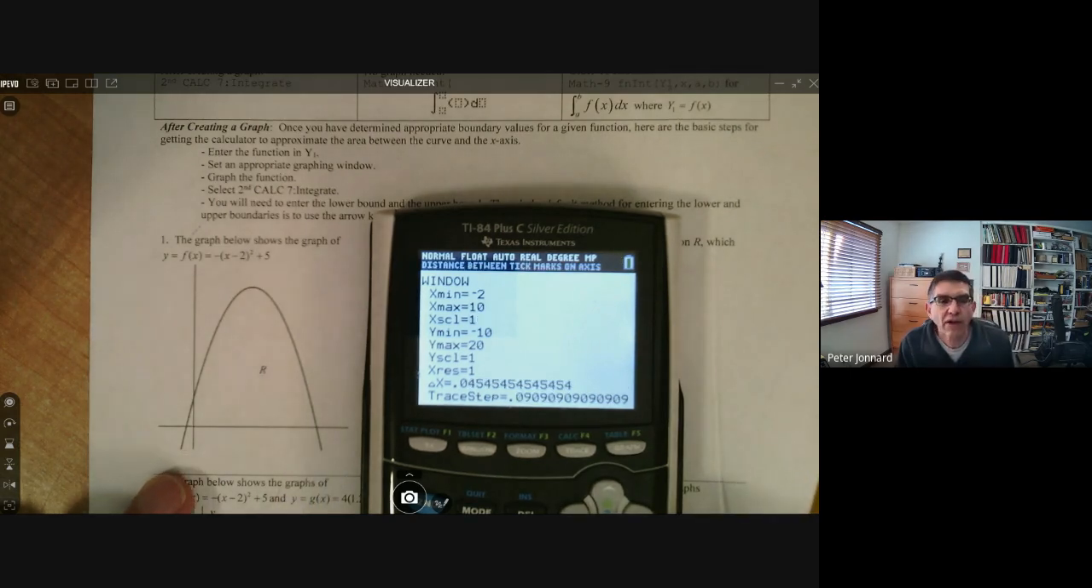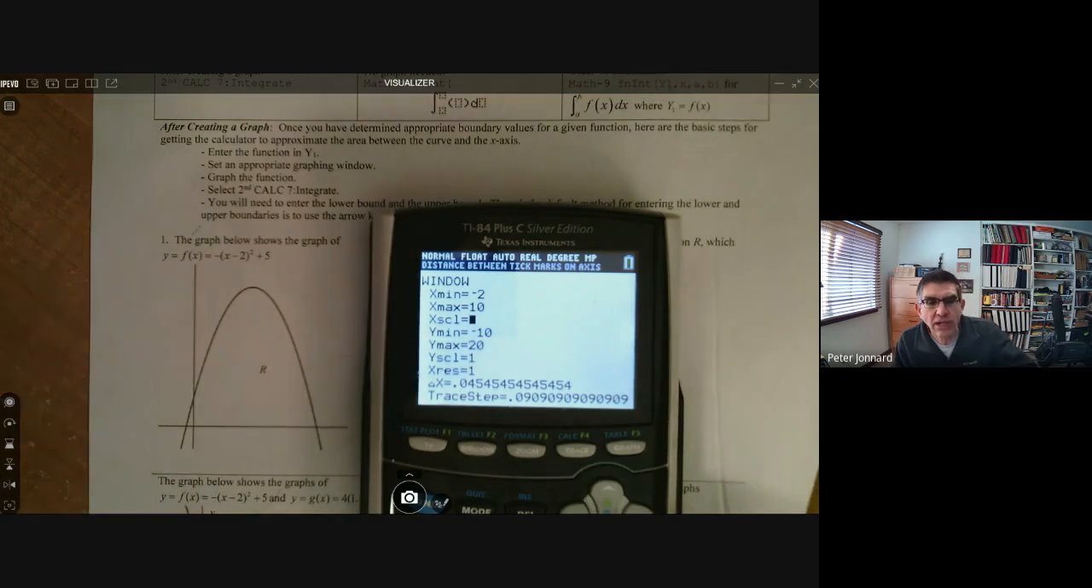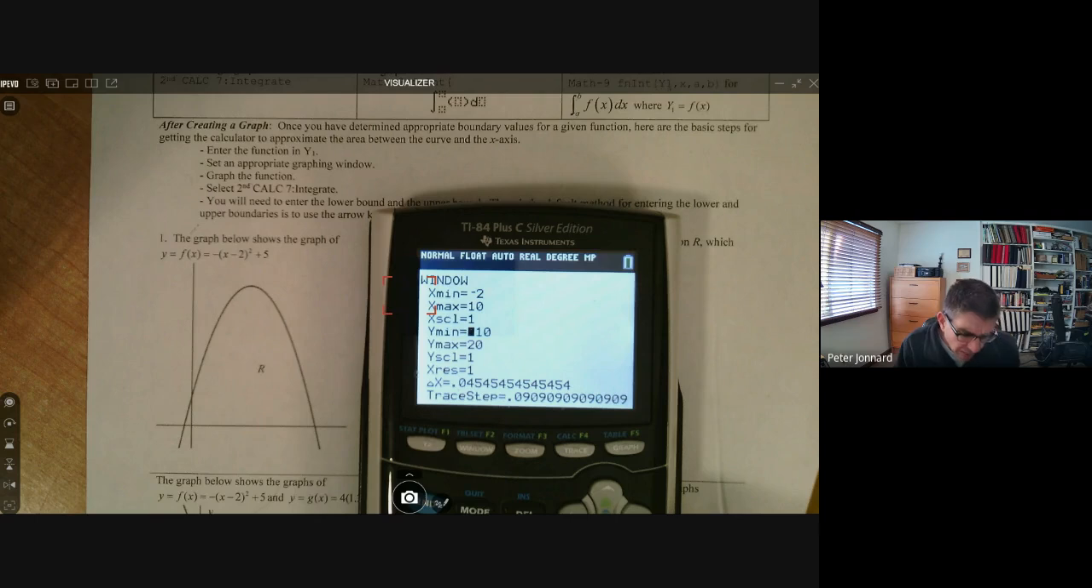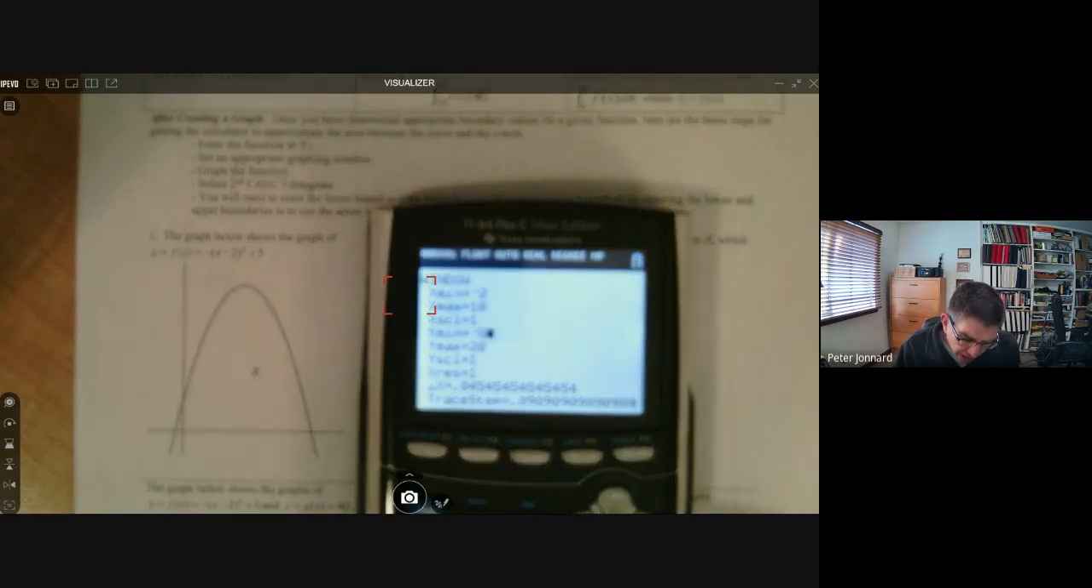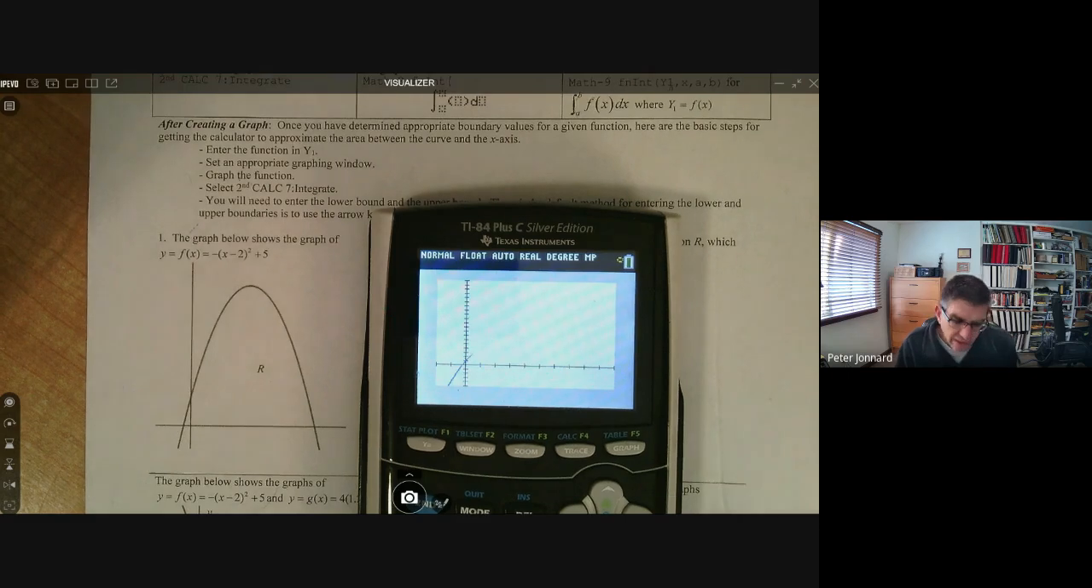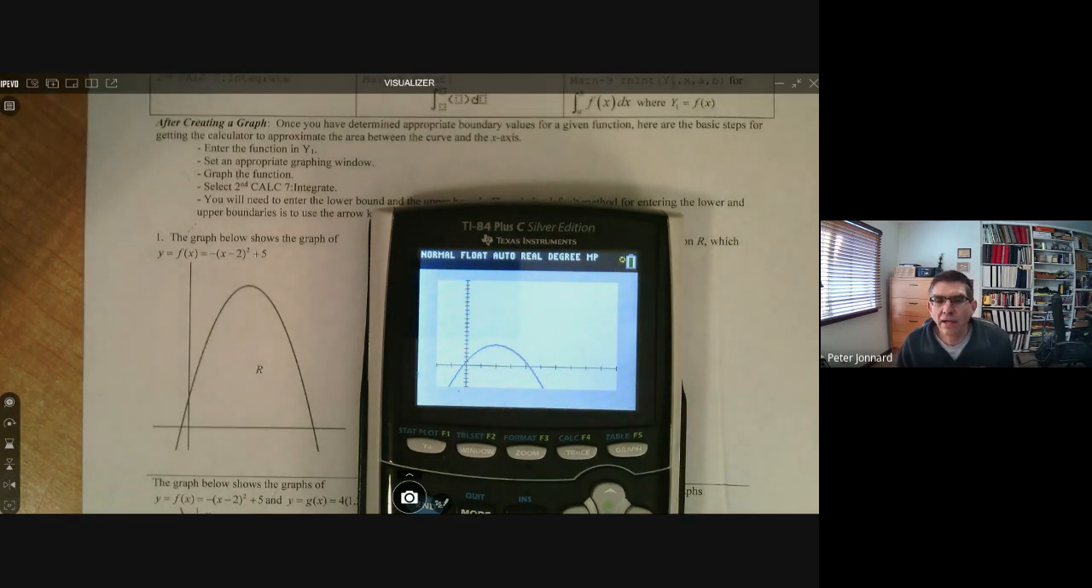Put one tick mark every single value of x, seems great. I'm going to hit focus here. In the y direction, I really don't know how far down it goes, -5, and y max of 20 is probably good enough. So there I have my window.